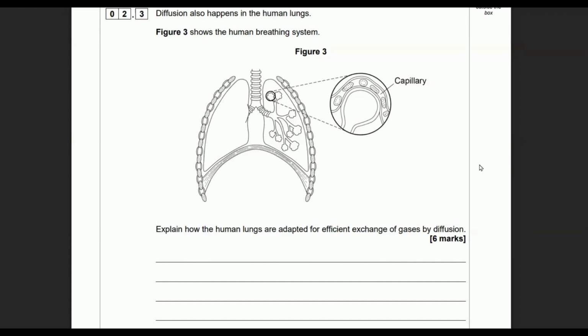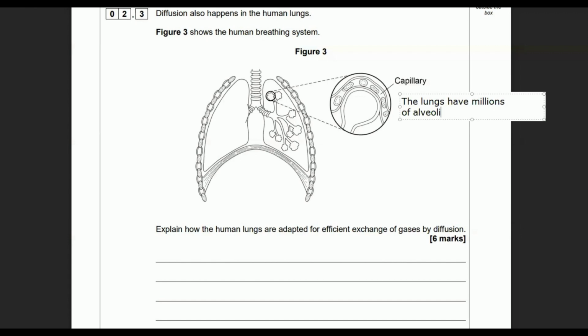So here are the points I'm going to make. I'm going to write all over this, so that I can keep the diagram in focus. So this is not going to be neat, but just work with me. The lungs have, this is my first marking point, millions of alveoli. Do you have to use the word millions? No, you can just say lots. So the lungs have lots of alveoli, or many alveoli.